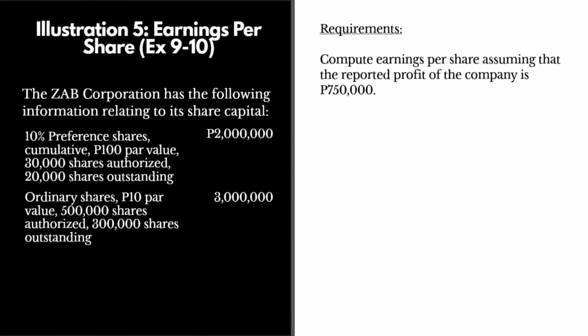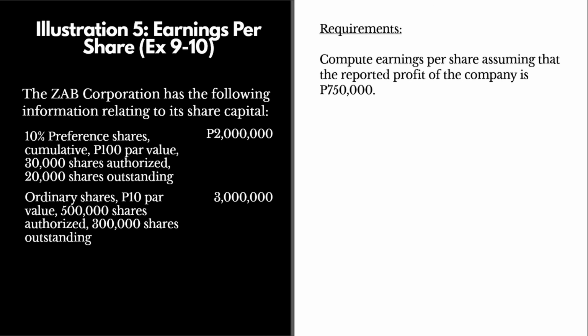So, to illustrate earnings per share, we have exercise 9-10. So, the ZAB Corporation has the following information relating to its share capital. So, we have 10% preference shares, cumulative, 100 peso par value, 30,000 shares authorized, 20,000 shares outstanding for a total par value of 2 million pesos. We also have ordinary shares, 10 pesos par value, 500,000 shares authorized, 300,000 shares outstanding for a total par value of 3 million.